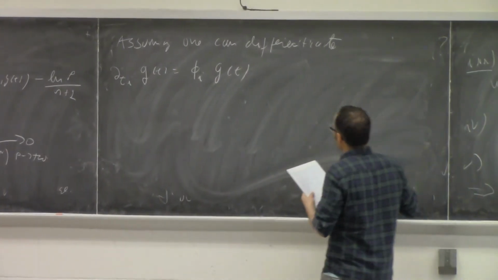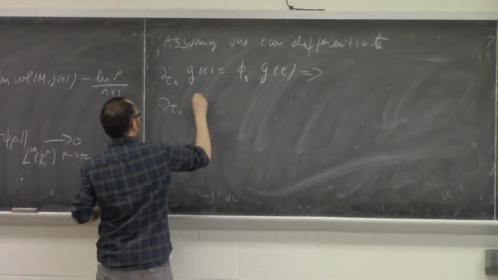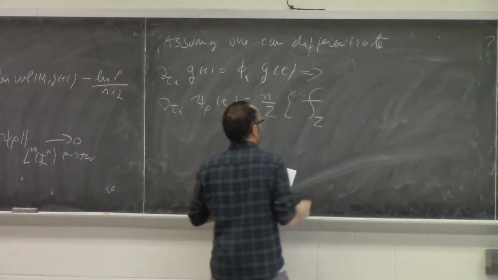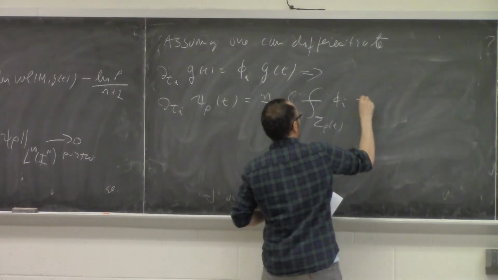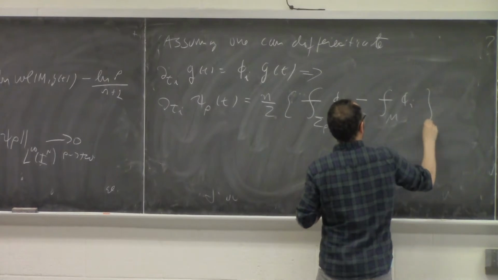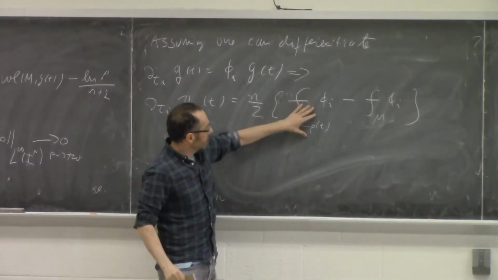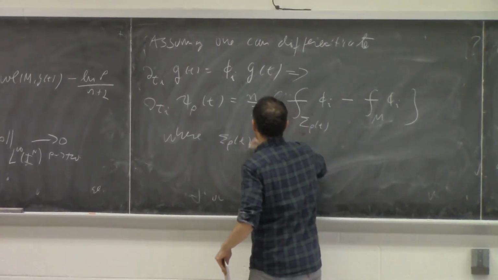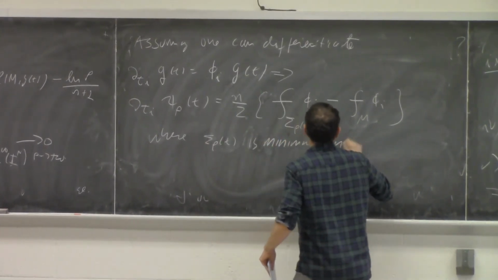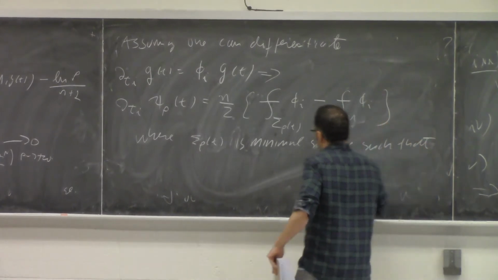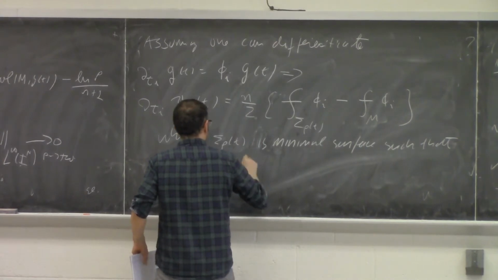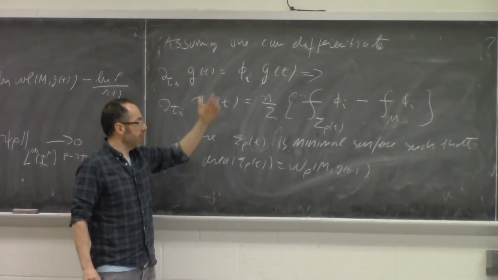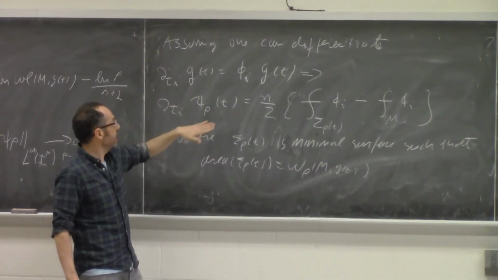And so using this, with a bit of work, one can show that the partial derivative of phi p of t is equal to n over 2 times the integral over sigma p of t of phi of I, minus the average of phi of I on the whole manifold, where sigma p of t is the minimal surface such that the area of this minimal surface is the p-width. So using the Minimax theorem, assuming that this minimal surface changes continuously as the metric changes, and assuming that we can differentiate that, this is the derivative we got.